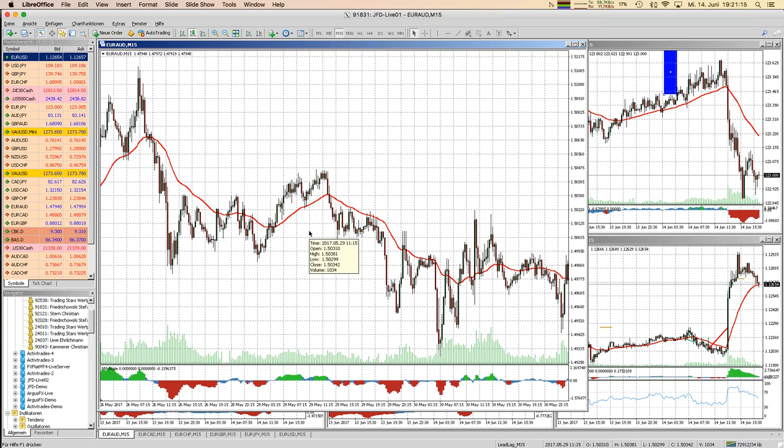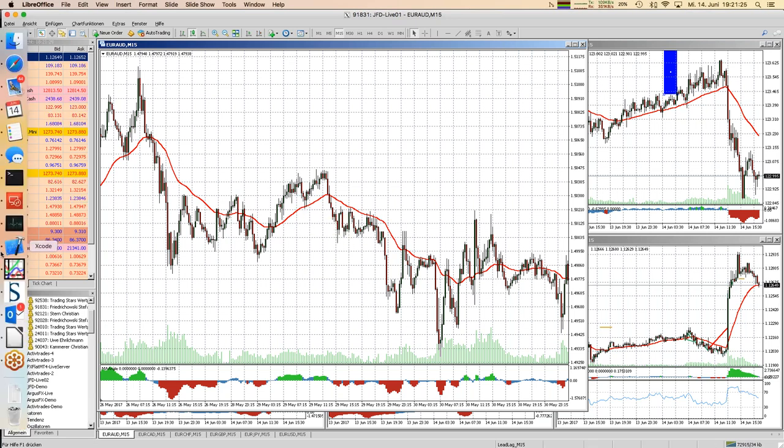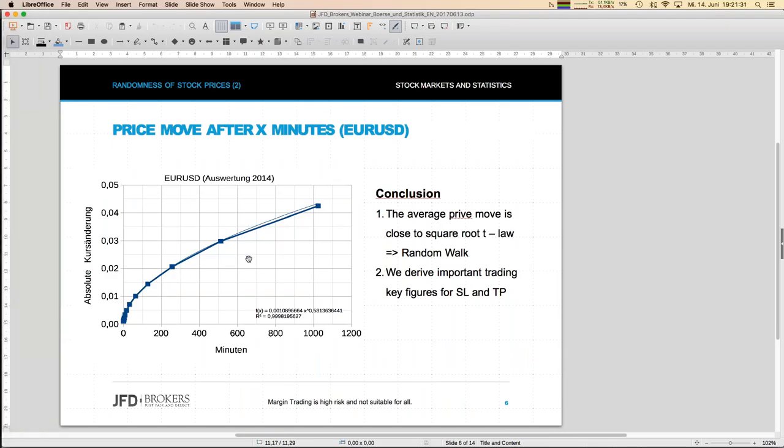And the absolute price move is now without a sign. So it's regardless of whether it's an upwards or downwards move. That averaging finally led to exactly that picture, and that picture is quite meaningful. Let me describe it in a little more detail. After 200 minutes, which is about 3 hours, the typical price movement is 0.018. Okay, what does it tell us?